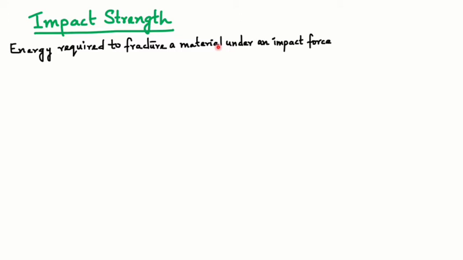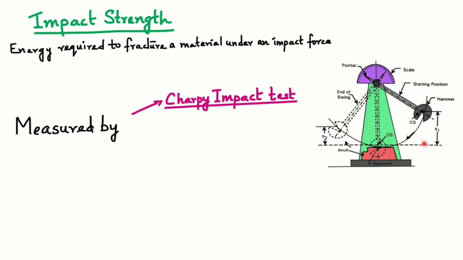So, what is the importance of this impact strength? Why should we know it? The impact strength is the energy which is required to fracture a material. When an impact is experienced by a material, a particular energy is required for its fracture. That is what is called the impact strength. So how do you measure this? It can be measured by two methods. First is the Charpy impact test.